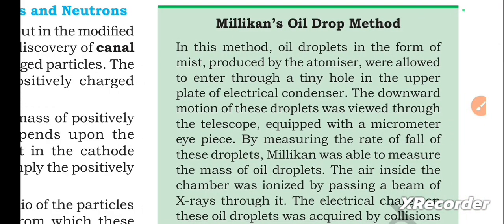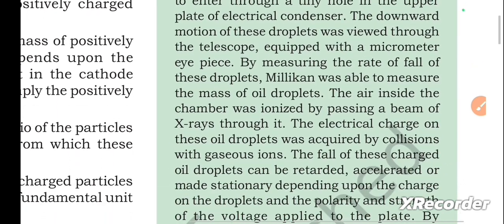In this method, oil droplets in the form of mist produced by the atomizer were allowed to enter through a tiny hole in the upper plate of the electrical condenser. The downward motion of these droplets was viewed through the telescope equipped with a micrometer eyepiece. By measuring the rate of the fall of these droplets, Millikan was able to measure the mass of oil droplets.